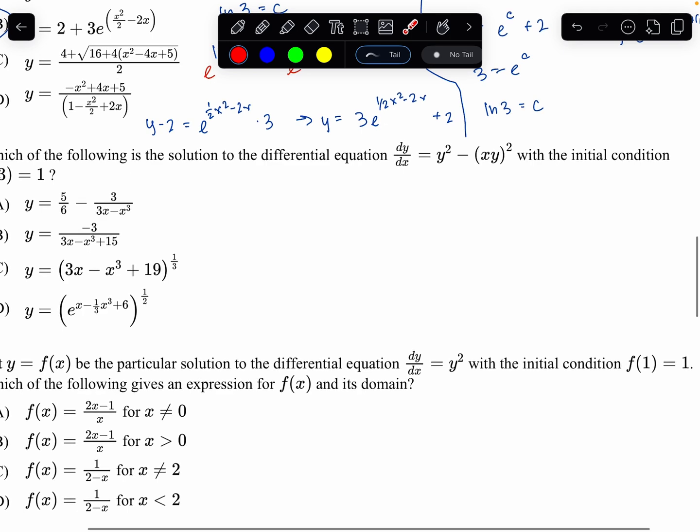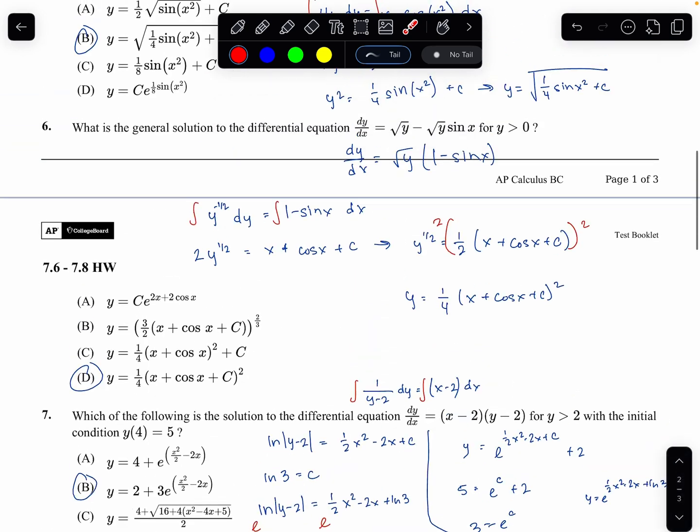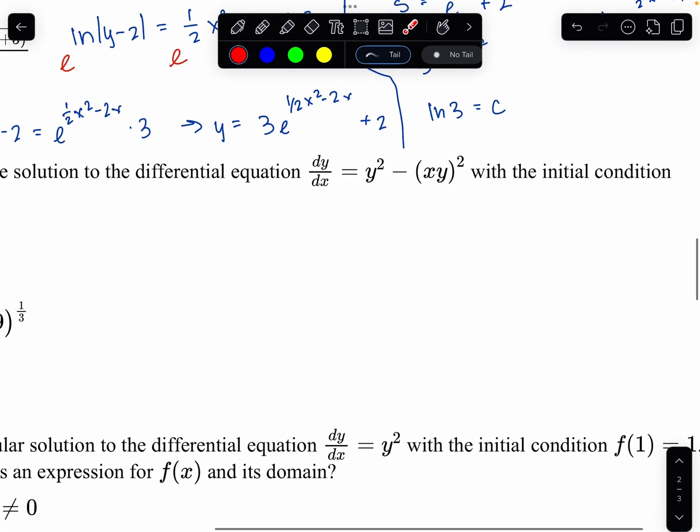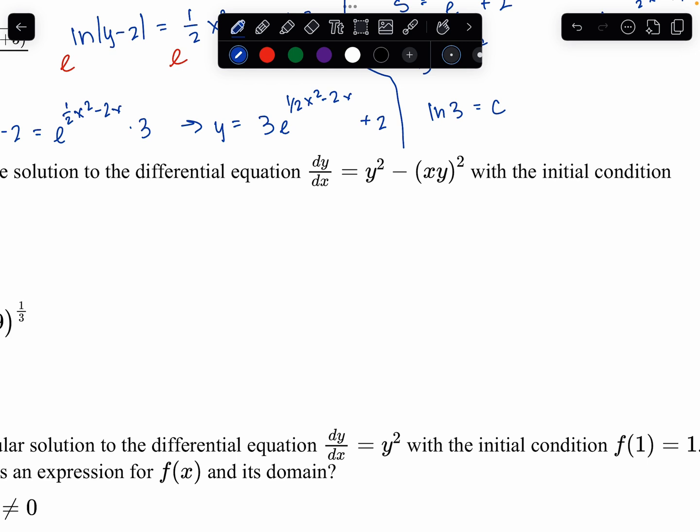Okay, so we need to separate the variables. Similarly to what happened up here, we have to group up the y's. So keep in mind that you can write this as y squared minus x squared times y squared. Writing it like that allows you to factor out the y squared and then divide by it. And so that's what I'm doing.